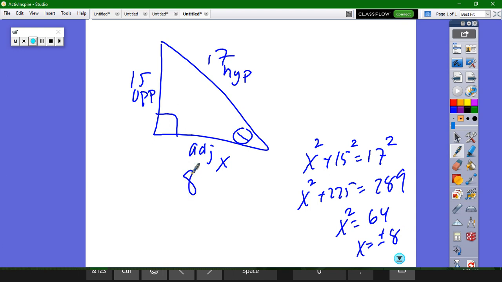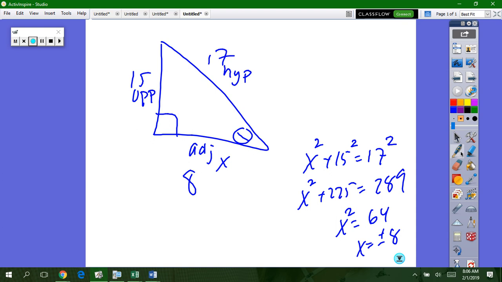I'm not doing anything yet. What I just did there was the Pythagorean theorem. Okay? So now I'm going to go into my 6 trig functions. So I have sine of theta. Who is sine of theta? Opposite over hypotenuse. Remember the S-O. So 15 over 17.